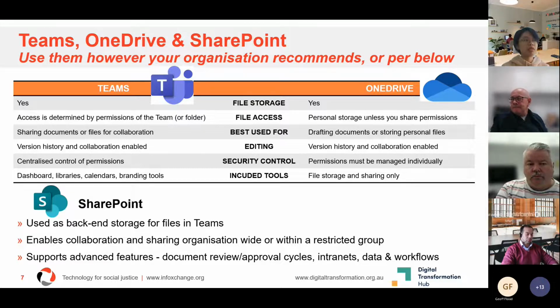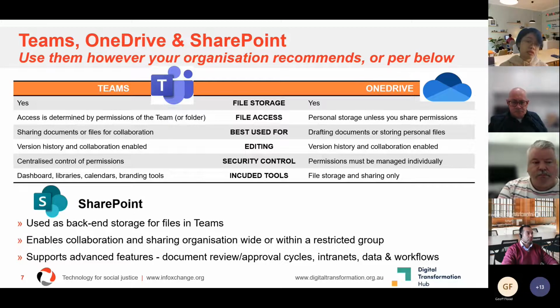Editing files in Teams and OneDrive is similar. Both have version history and collaboration enabled. However, with Teams, security control is very centralized. You can easily control the permissions and give different levels of permissions to different groups of people. However, with OneDrive, permissions must be managed individually. So just as I mentioned, if you would like to share something with other people, you have to manually share it with those people.